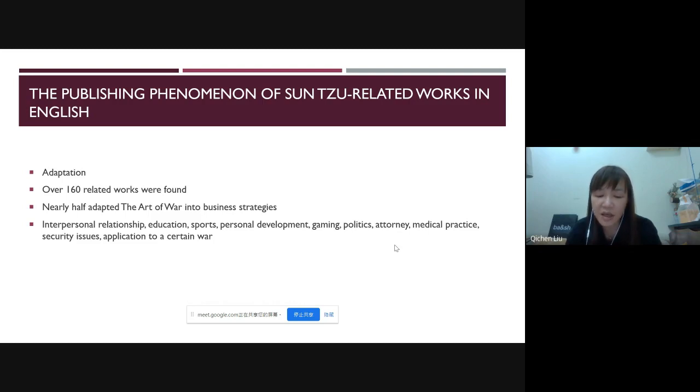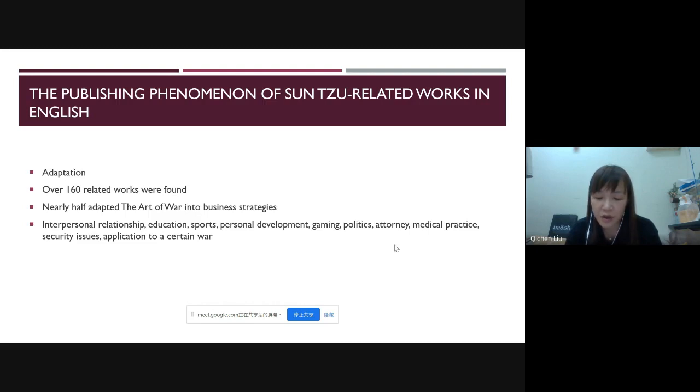It is reasonable to infer from this fact that there must be more adaptations published in the market. Among these adaptations, nearly half of them adapted The Art of War into business strategies. Others cover many different realms, including interpersonal relationship, education, sports, personal development, gaming, politics, attorney, medical practices, security issues, application to a certain war, and etc.